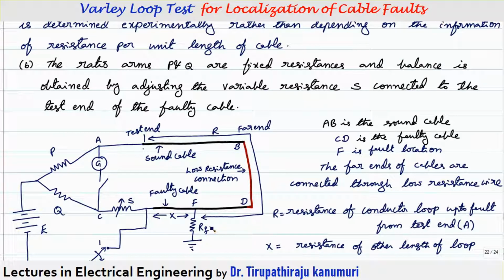Getting it? So let us assume the resistance from the test end of the healthy cable up to the fault location of the faulty cable, this entire resistance I am taking as R, and the resistance from the fault location to the test end of the faulty cable I am taking as X. Otherwise we can say that the resistance of the entire loop, that means the loop involving the healthy cable and the faulty cable, total resistance will be equal to R plus X.